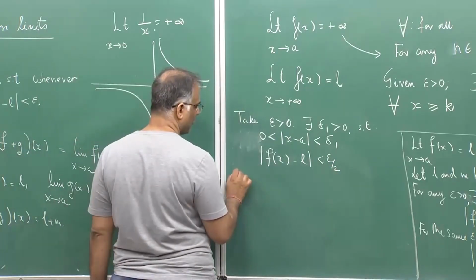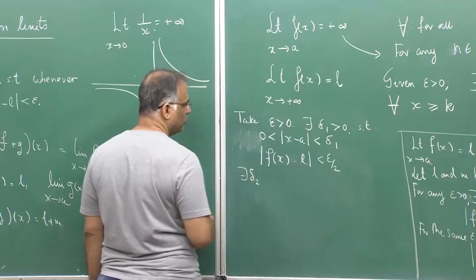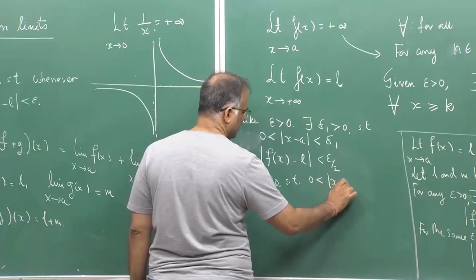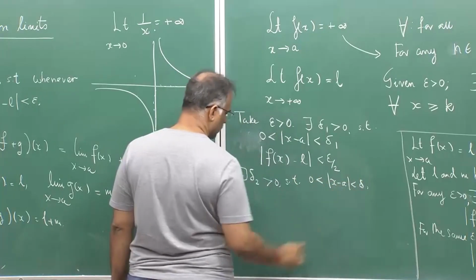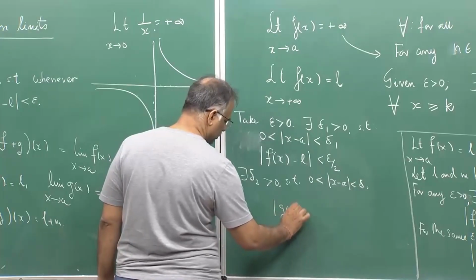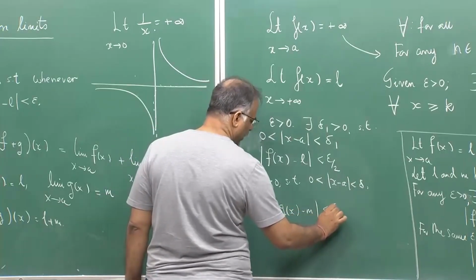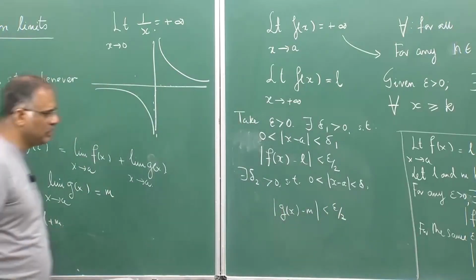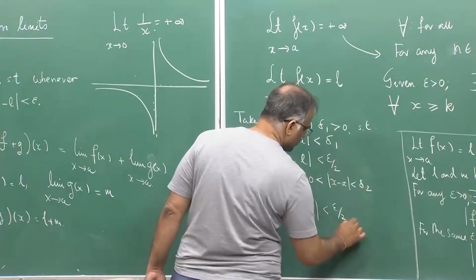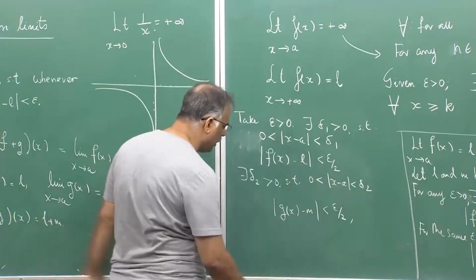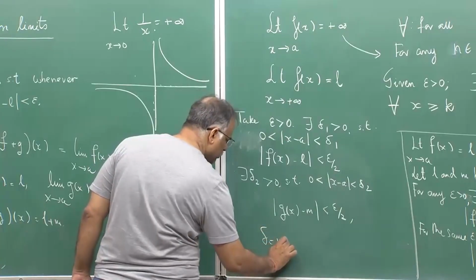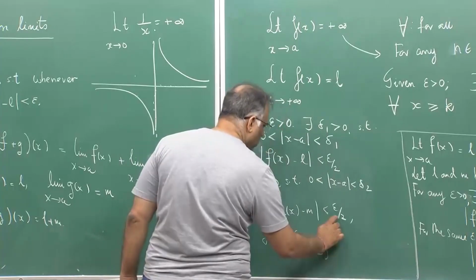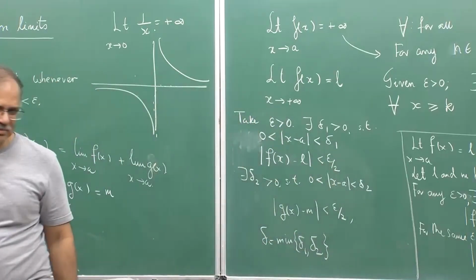Similarly, there would exist delta 2 such that whenever x is here, now I can use a common delta. If I take the minimum of delta 1 and delta 2, both these would hold at the same time.